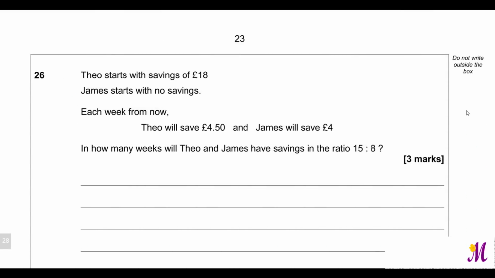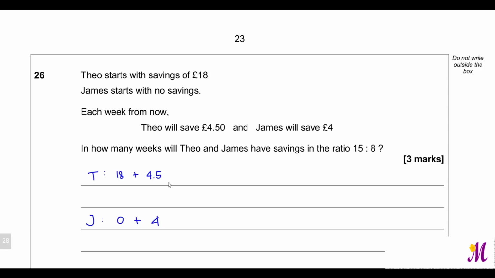Question 26. Theo starts with savings of £18. James starts with no savings. Each week from now, Theo will save £4.50 and James will save £4. In how many weeks will Theo and James have savings in the ratio 15 by 8? Let's write it down. T for Theo and then J for James. So for T, it starts with 18, and for J, it starts with 0. And the first week, Theo will save 4.5, and James will save £4.